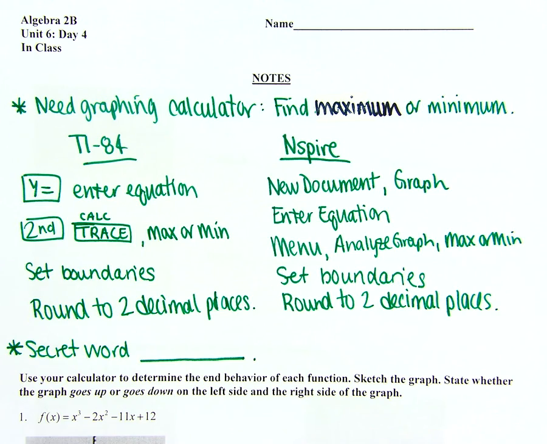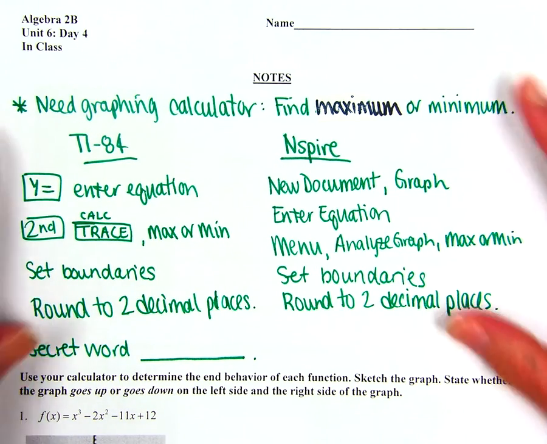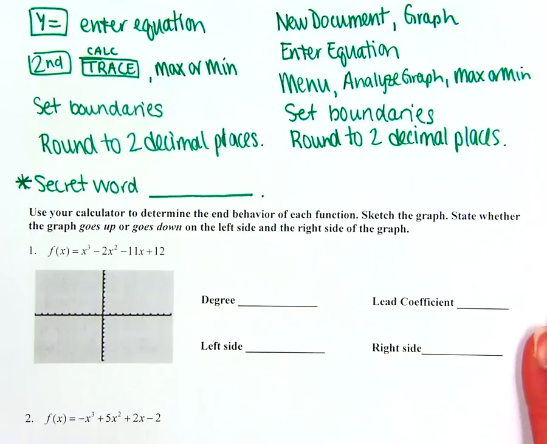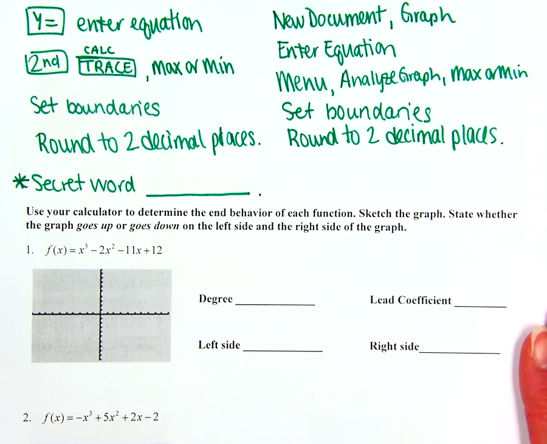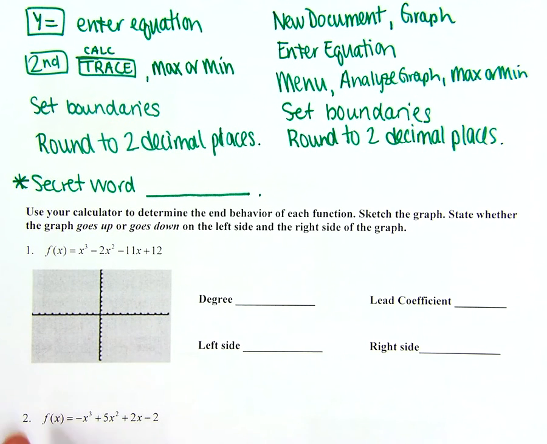Okay, so first thing we're going to do is not really related to this, but you're going to use your calculator to graph, right? We're going to sketch a general graph. It doesn't have to be perfect. And then we have to decide whether the graph goes up or down. That's telling me the end behavior of the graph.